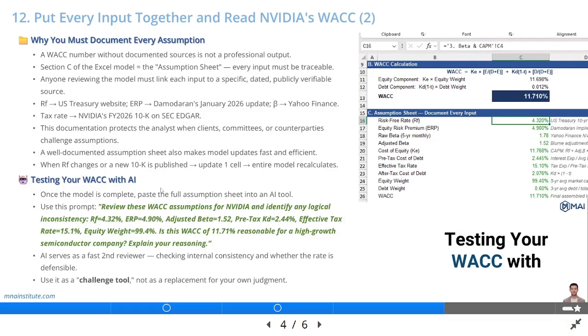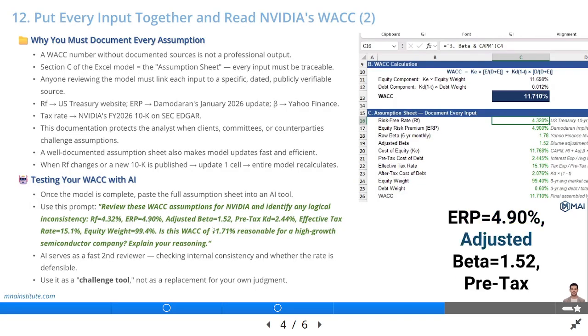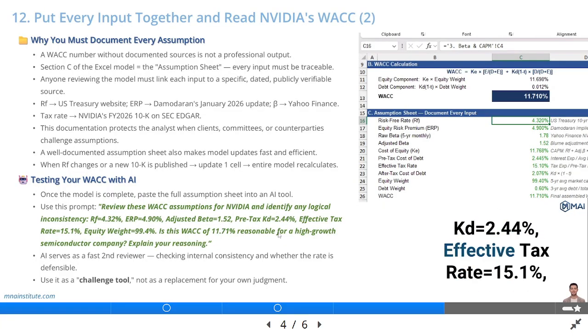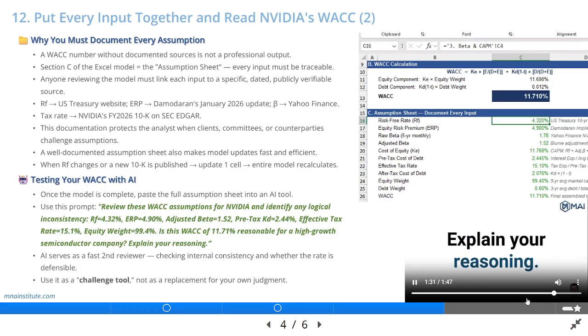Testing your WACC with AI. Once the model is complete, paste the full assumption sheet into an AI tool and use this prompt. Review these WACC assumptions for NVIDIA and identify any logical inconsistency. RF 4.32%, ERP 4.90%, adjusted beta 1.52, pre-tax KD 2.44%, effective tax rate 15.1%, equity weight 99.4%. In your reasoning.